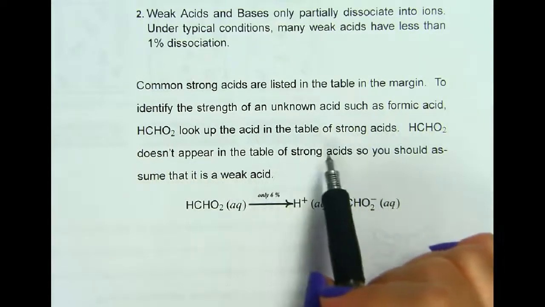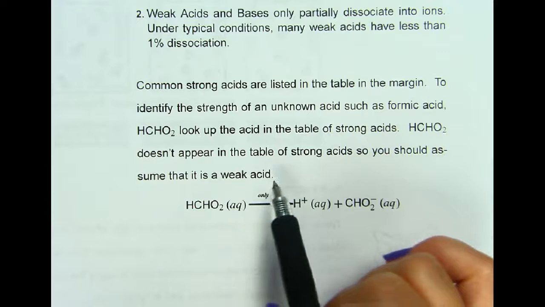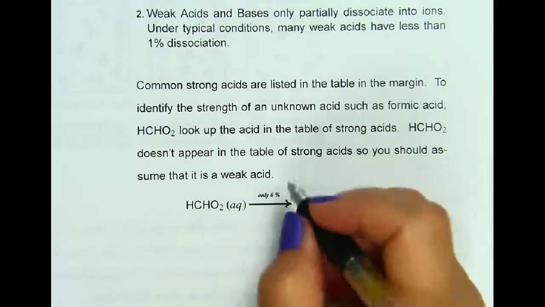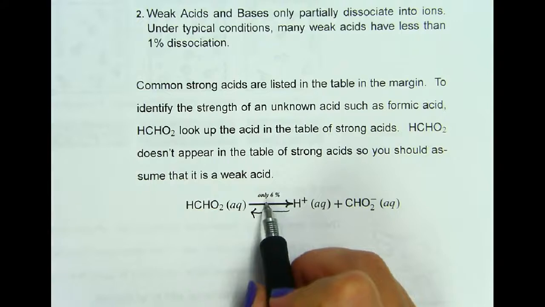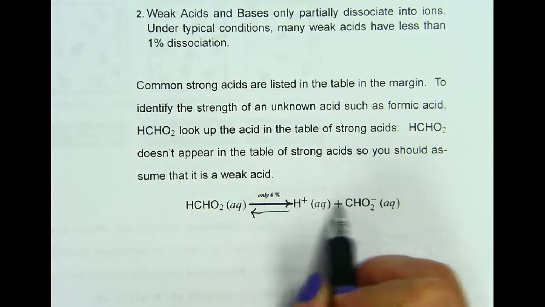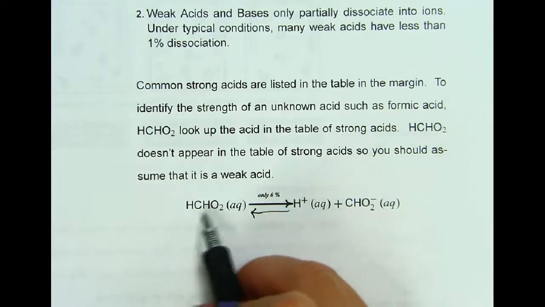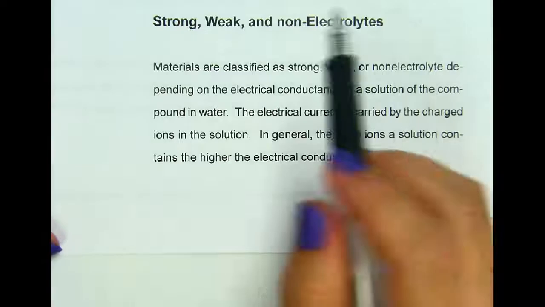Since it's not in the table of strong acids, you should go ahead and assume that it's going to be weak. So this would actually be a two-way arrow, because you only partially dissociate 6% into these, while 94% remains this. Strong, weak, and non-electrolytes.